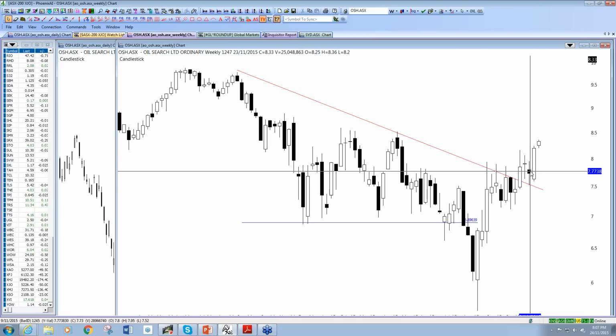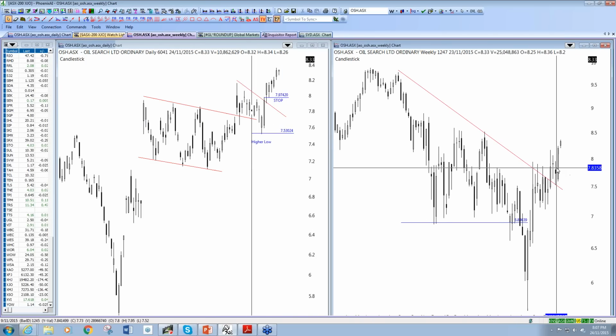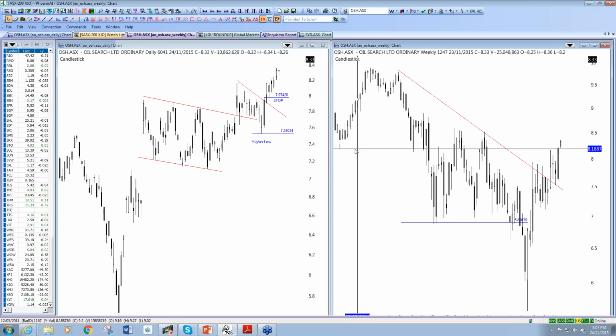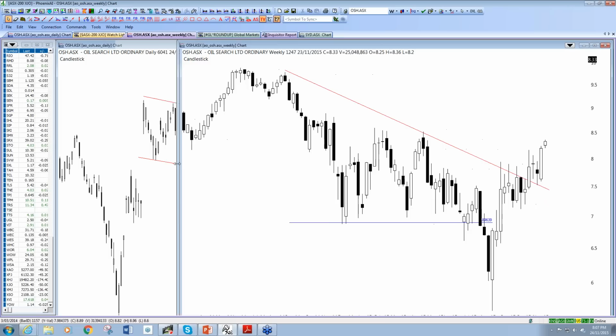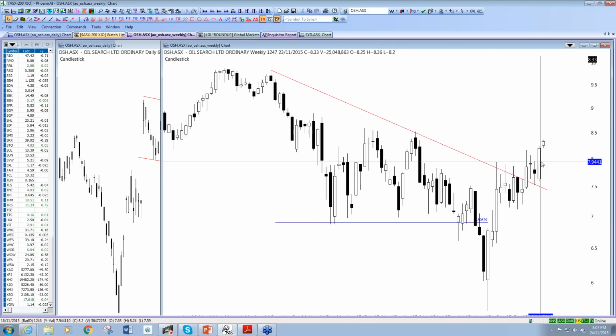So it had two small bodies. Let me go back to the daily chart for you. We had these two small bodies in here, and you can see on the daily chart that was this congestion in here, which formed these small range bodies on the weekly chart. Small bodies on the weekly chart and came out of there.